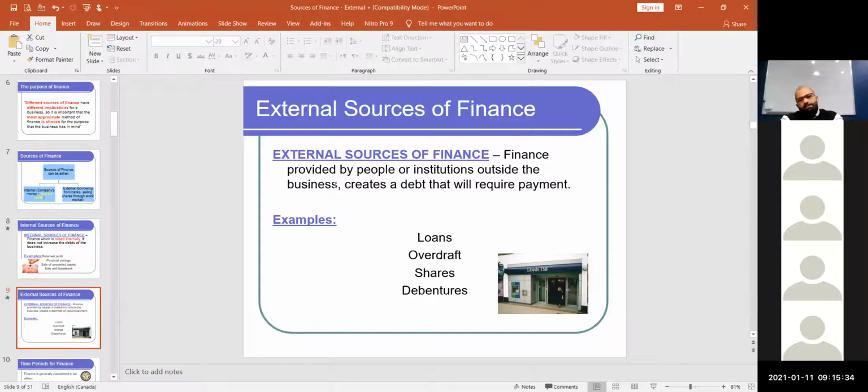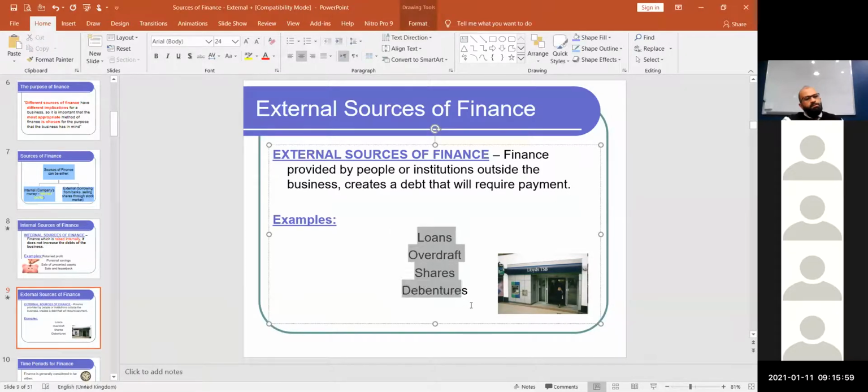Now let's move on to the second type of the sources of finance, which is the external source of finance. All right. In the external source of finance, it's totally the opposite of the internal because you're not using your own money, you're not using your own assets. All this amount of money, it doesn't belong to you. You do not own it. Other people do, right?